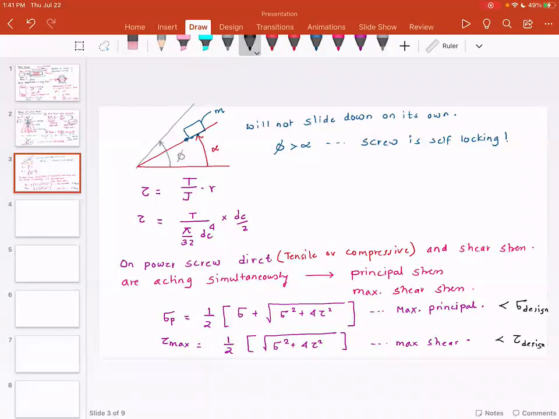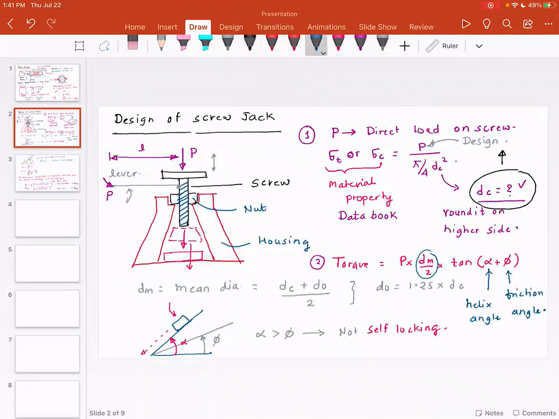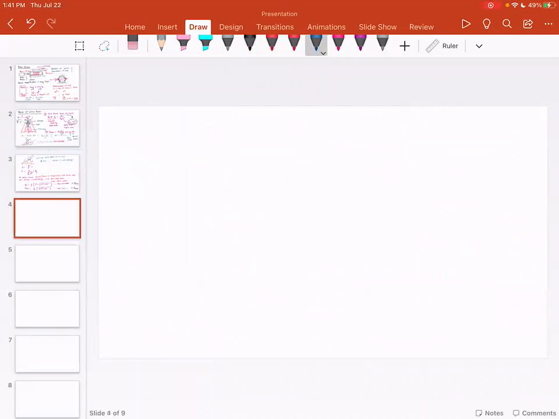The next step is to find the height of the nut. So what is the height of the nut? The height of the nut is basically this dimension. So the next step is the height of the nut. There are multiple ways you can find the height of the nut. You can find it based on the shear failure. You can find it based on the bearing failure. But let me show you what type of failures are possible at the nut and the screw assembly.